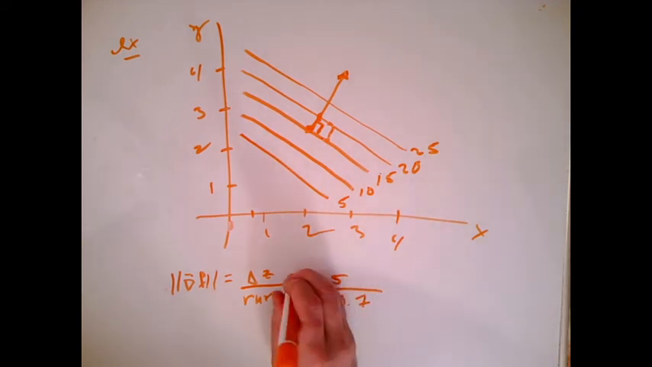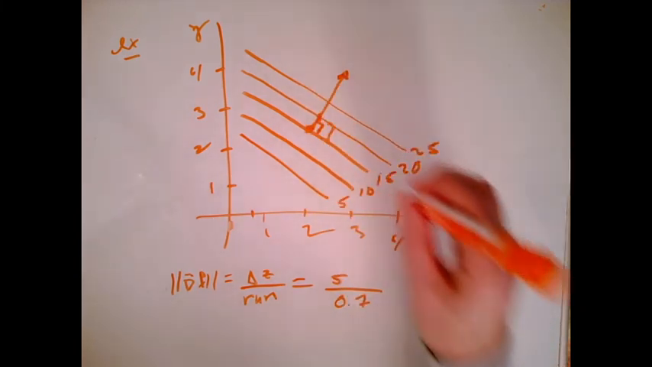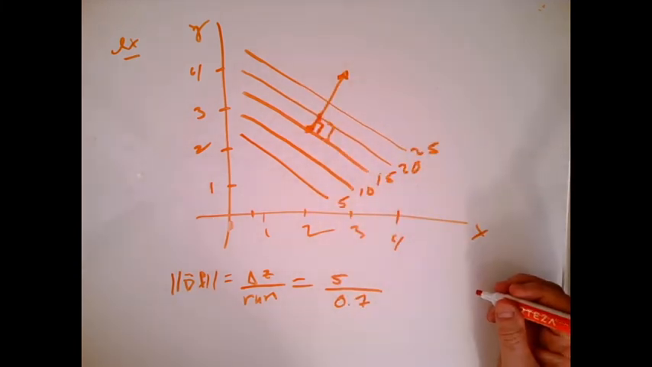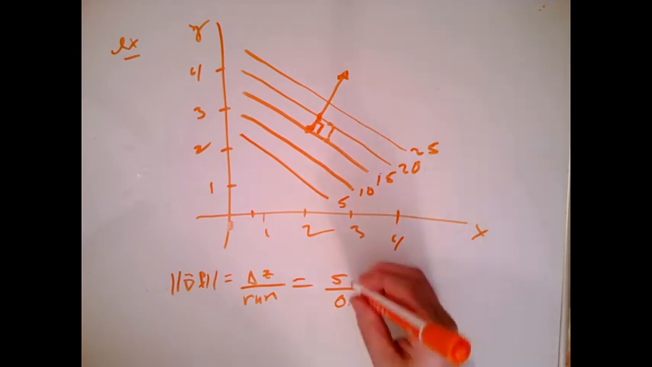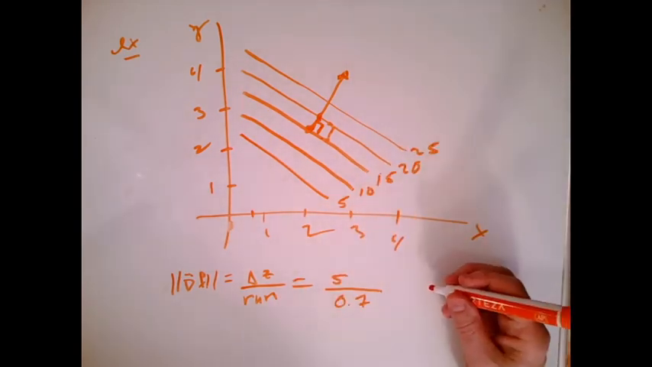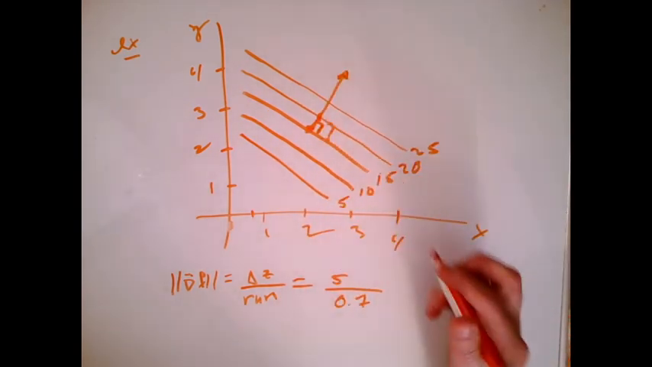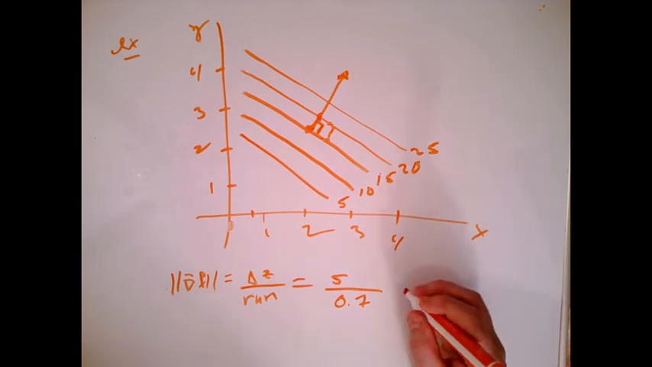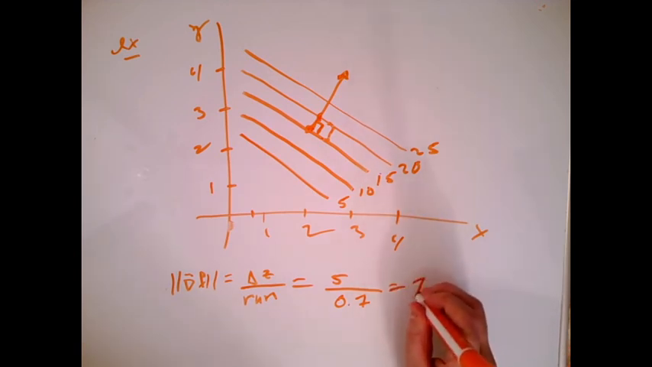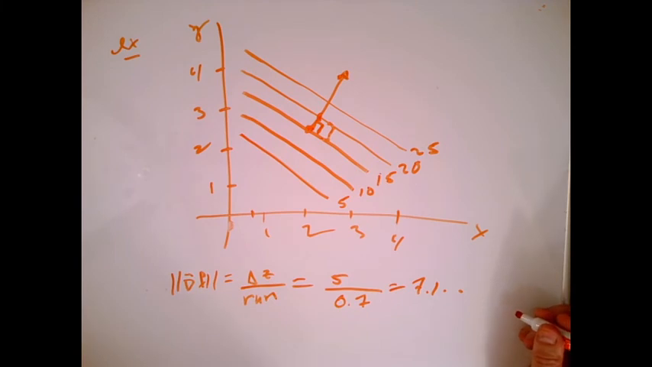Just a reminder of what we're doing, right? We're going from one point to the next. The length of the gradient is the slope in that direction. Delta z is 5. You can see the contour is going up by 5. The length of the run, I just literally measured. We get something like 5 over 0.7, which is 7.1-ish, I guess. So that's about how long the gradient vector would be.